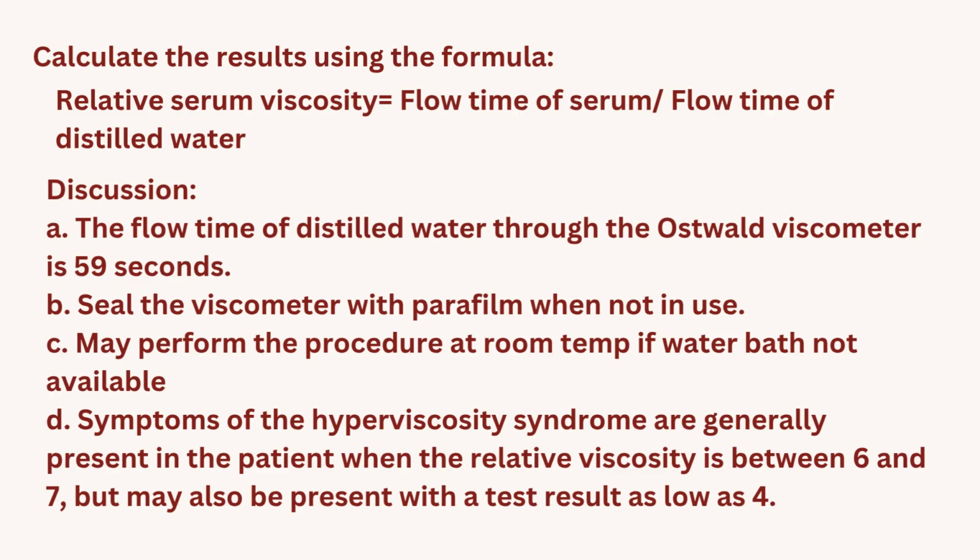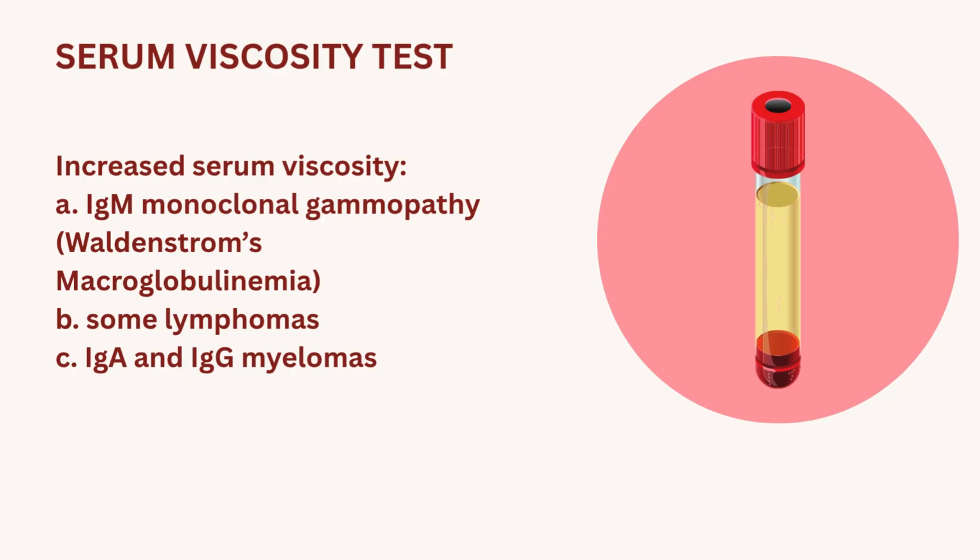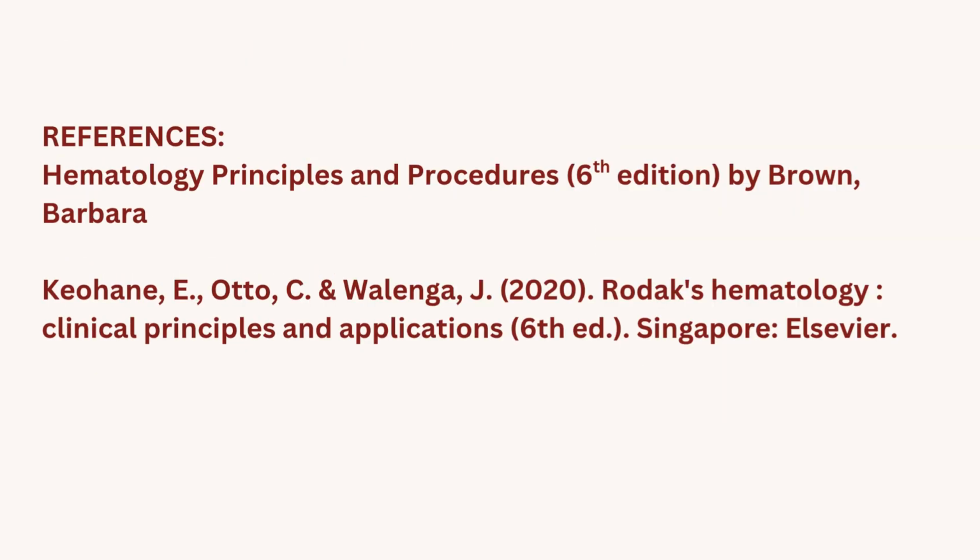So symptoms of hyperviscosity syndrome are generally present in the patient when the relative viscosity is between 6 and 7, but may also be present with a test result as low as 4. Okay, so again, the conditions that have an increased serum viscosity are Waldenstrom's macroglobulinemia or IgM monoclonal gammopathy, lymphomas, and IgA and IgG myelomas.